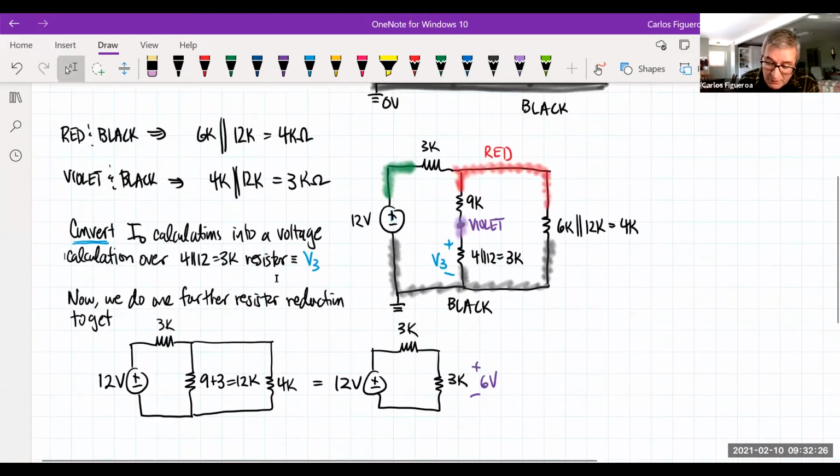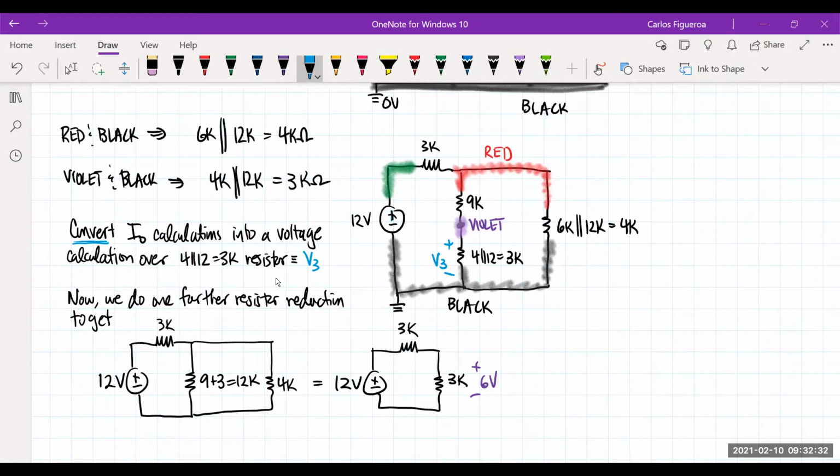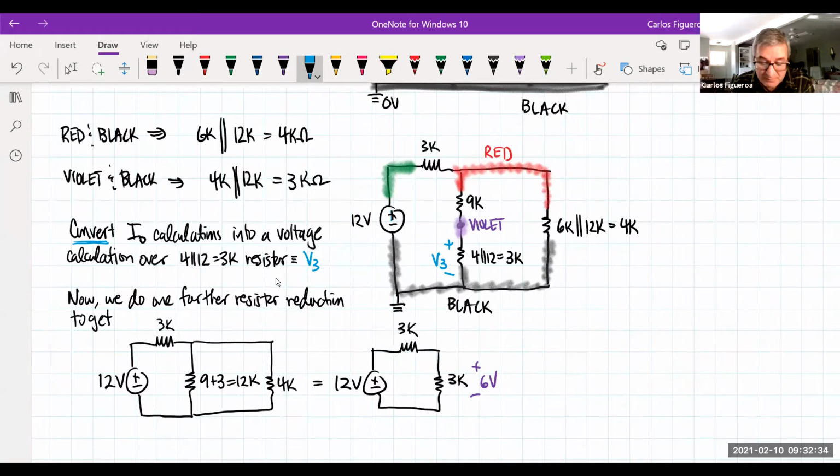Still, the circuit is somewhat complicated, so I want to reduce it as simple as possible, but not any simpler. If I look at this, I can see that between the 9K and the 3K, they're in series. So I do one further reduction here. Since 9 and 3 are in series, it's a 12K.